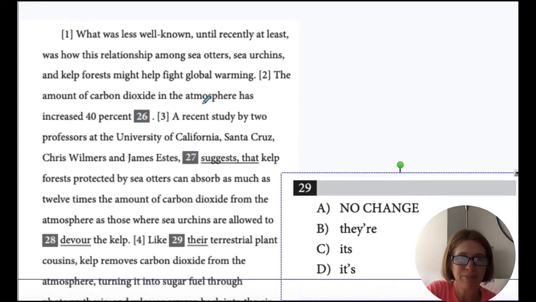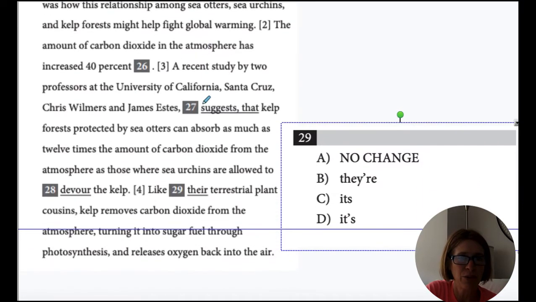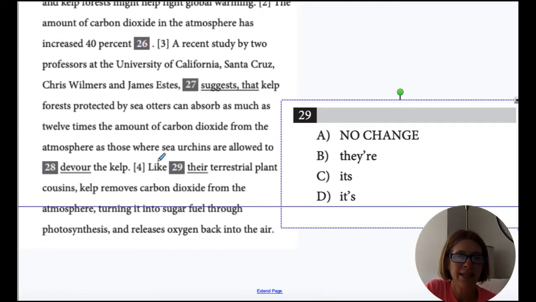All right, so here's an example. Question number 29, and it says, "Like their terrestrial plant cousins, kelp removes carbon dioxide from the atmosphere, turning it into sugar fuel through photosynthesis and releases oxygen back into the air." I scan the answers. I see pronouns, and I also see possession. I'm going to go with the pronouns first, so I need to find the antecedent. The antecedent to the pronoun here, like their terrestrial plant cousins, is kelp. Kelp is the noun, that's the antecedent. Kelp is singular, so that means there and they are out.